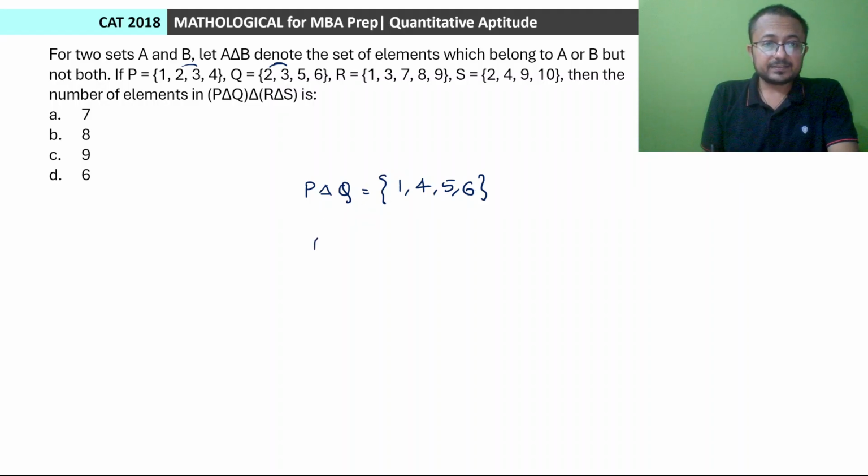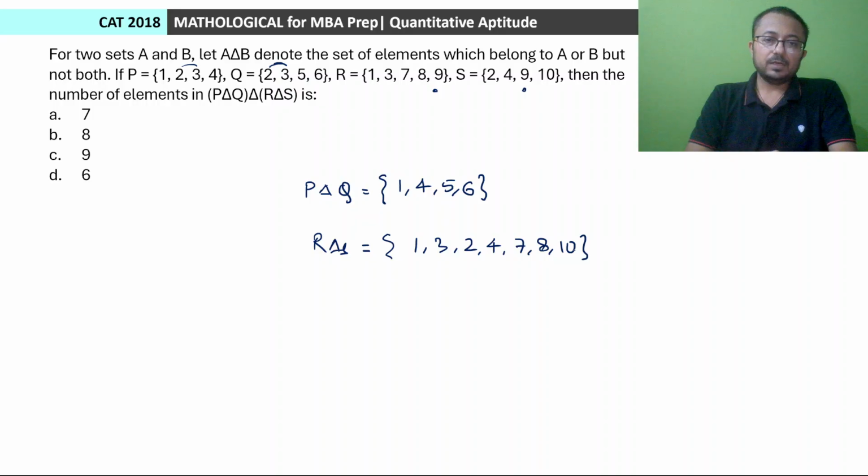Similarly, R delta S. R contains 1, 3, 7, 8, 9. S contains 2, 4, 9, 10. So 9 is contained in both. And apart from 9, is there anything else? Nothing else. So the other elements will be included, that is 1, 3, 2, 4, 7, 8, and 10. Okay, 1, 2, 3, 4, 7, 8, and 10 will be included in R delta S.